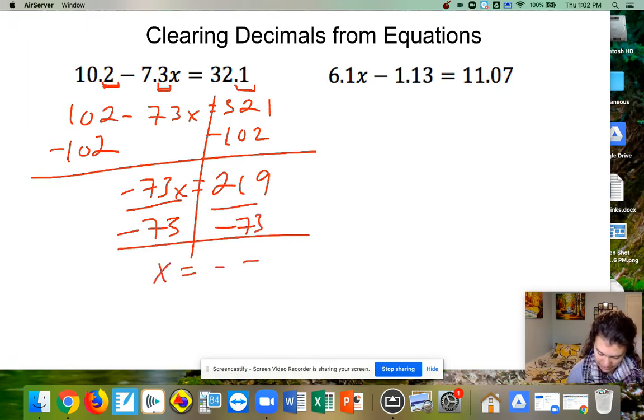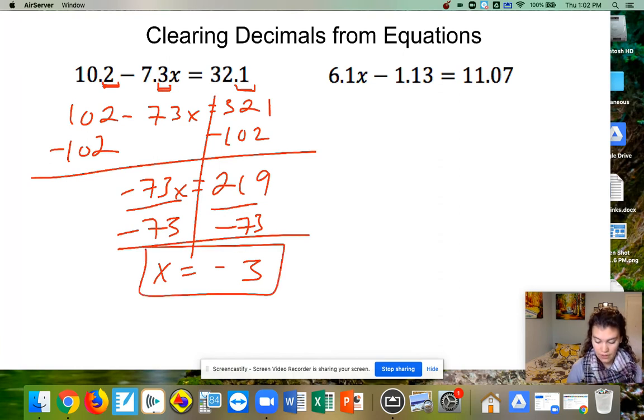And x equals negative 3. So this next one, we have one number after the decimal point, and then we have two numbers and two numbers. So we can't do the same thing. So this one, just solve like normal and just deal with the decimals. So add 0.13 to both sides.